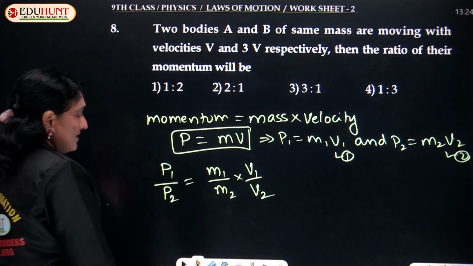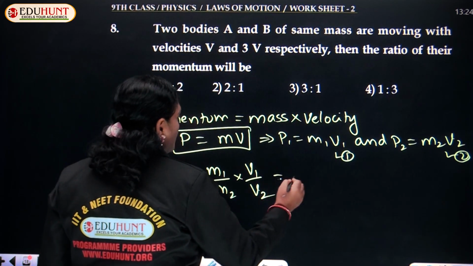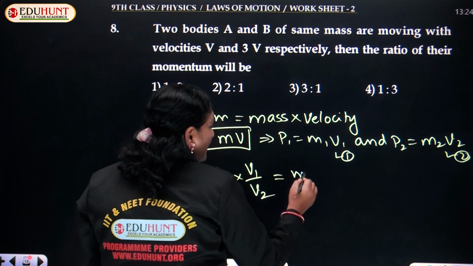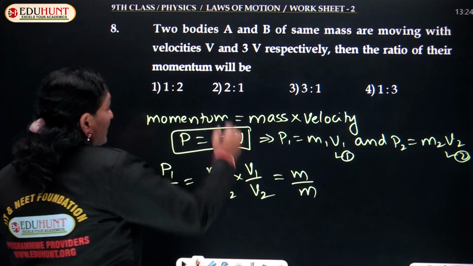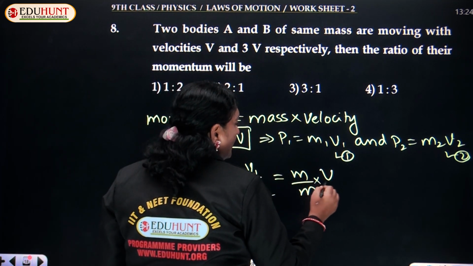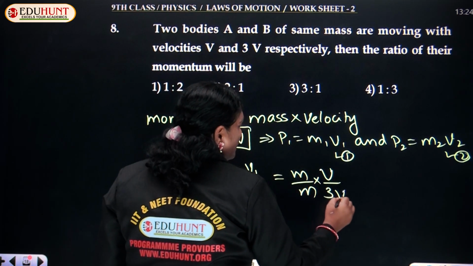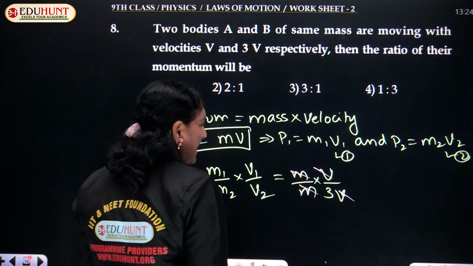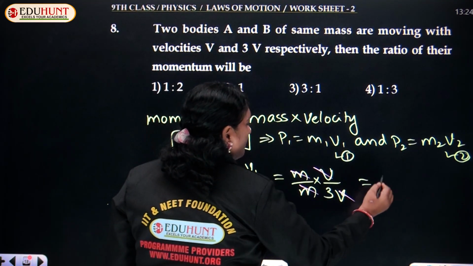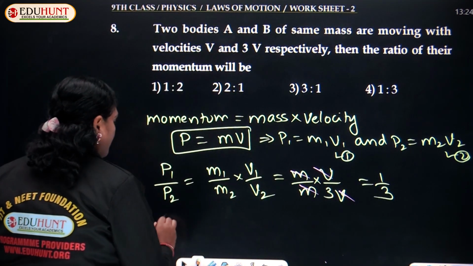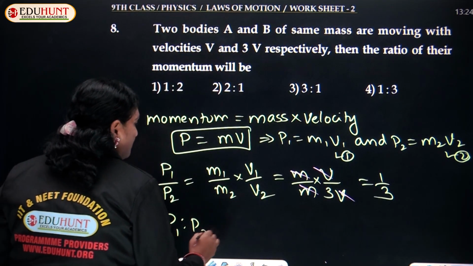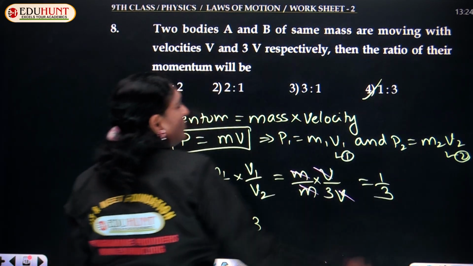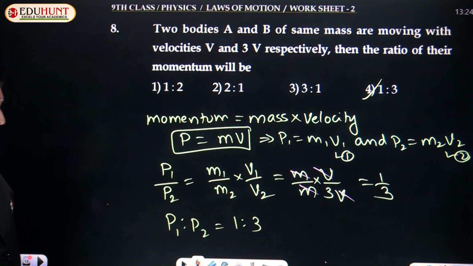It asks you to find the ratio of the momentum. So substituting these values, children, how much is the mass given? Same mass. If M1 is M, M2 is also M. What is V1? V1 is given as V and V2 is given as 3V. Simplifying this further, V and V, and M and M get cancelled. So you are left with 1 by 3. Therefore, the ratio of momentum is found to be 1:3. Hence, the fourth option must be true.